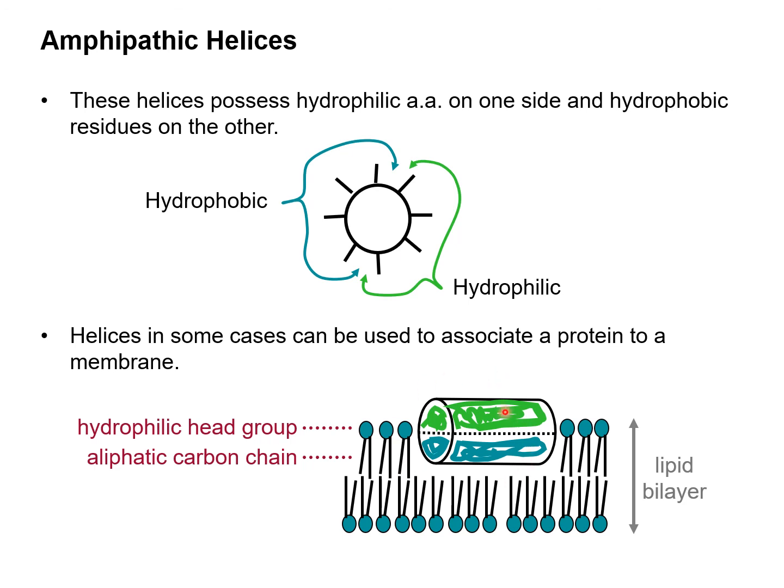These helices, in some cases, can be used to associate a protein to a membrane. There's a case where some soluble protein that is hydrophilic needs to be near this lipid bilayer. It can actually use this amphipathic helix as an anchor, so it can be bound here first and can do its biological function at the other regions of the bilayer or the lipid bilayer itself too.